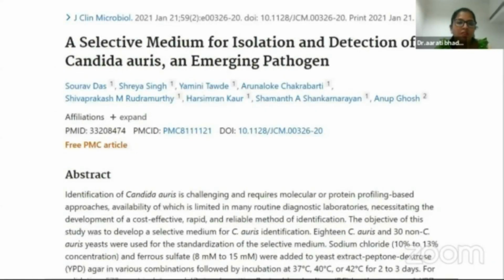Now in 2021 only, a new medium came, Candida auris medium. This is a selective medium for isolation and detection of Candida auris, which is an emerging pathogen. This method is devised by Arunaloke Chakrabarti and team.